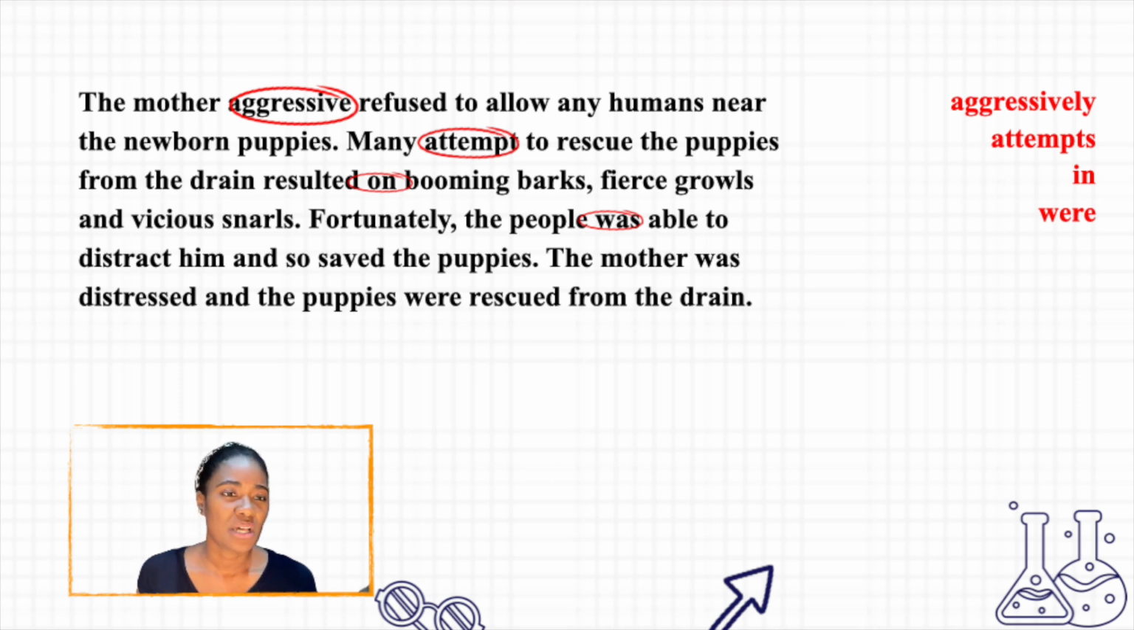We're talking about a mother being aggressive. We're talking about a mother booming and growling and snarling. Therefore, the pronoun used in this line shouldn't be him. The pronoun should be her. And in the very last line, since the puppies have been saved, the mother was distressed because she was panicked about the humans interacting or touching her puppies. But in the end, the puppies were rescued from the drain.